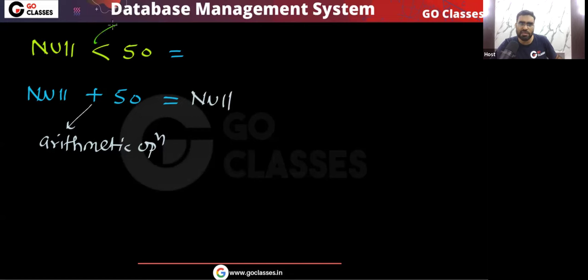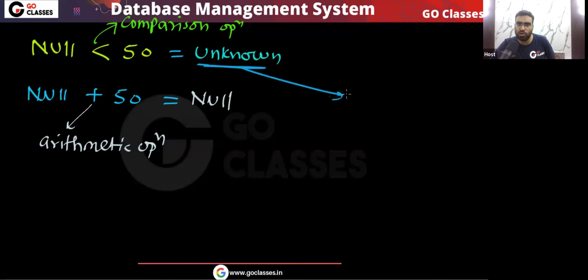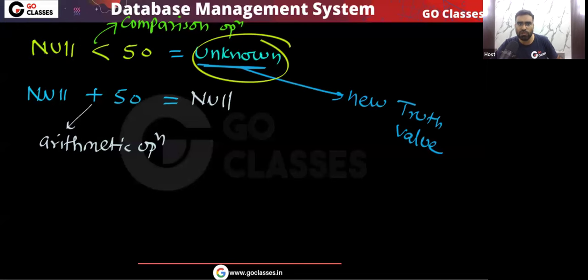This is a comparison, right? Comparison operation with a null value, the result is unknown. What is this unknown? This is a new truth value. Remember this unknown, this is a new truth value. Is this clear? So remember the difference: null plus 50 is null, and null less than 50 is unknown. This is a comparison operation, and comparison with null gives a truth value that is unknown.